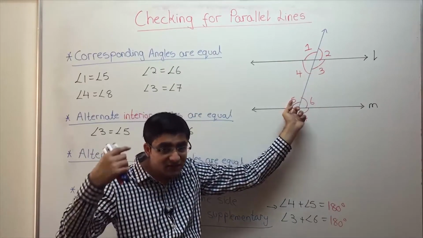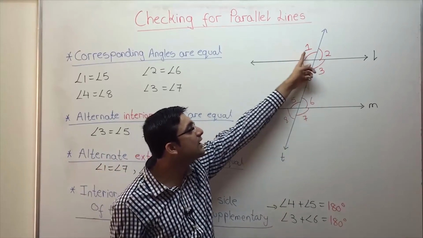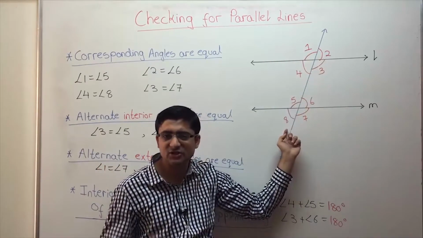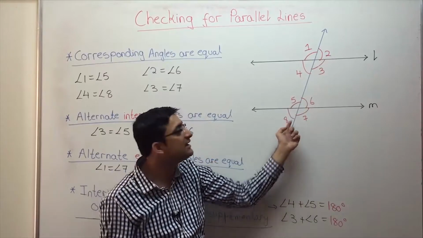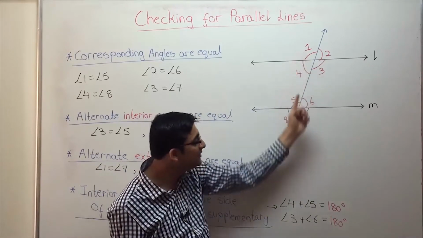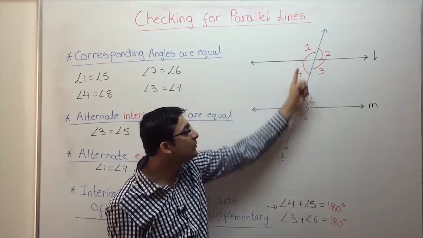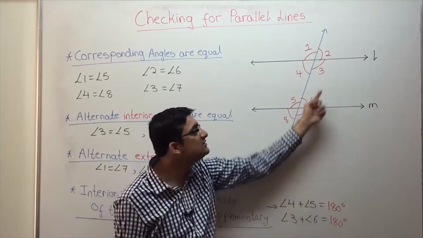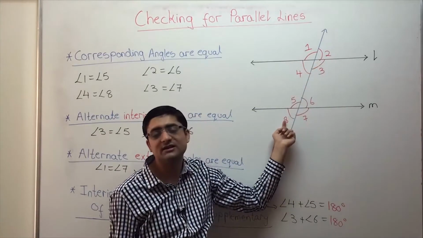What are alternate exterior angles? Exterior angles means outside the two lines. So 1, 2, 7, 8 are exterior angles. Alternate means one on left side, other on the right side. So angle 1, left side, angle 7, right side. So angle 1, angle 7, alternate exterior angles. Angle 2, angle 8, alternate exterior angles.